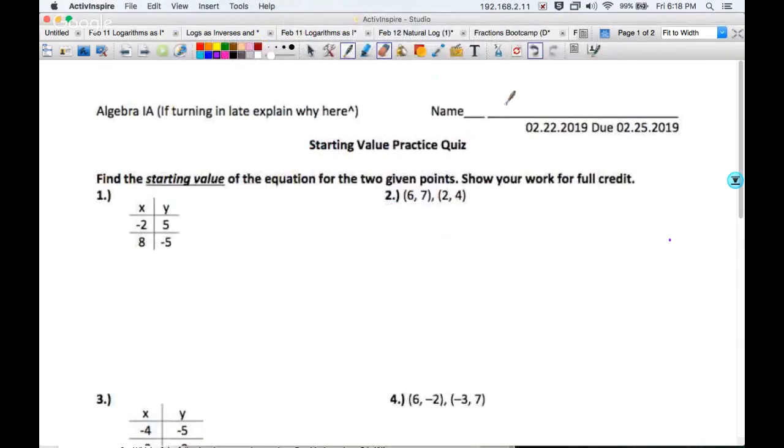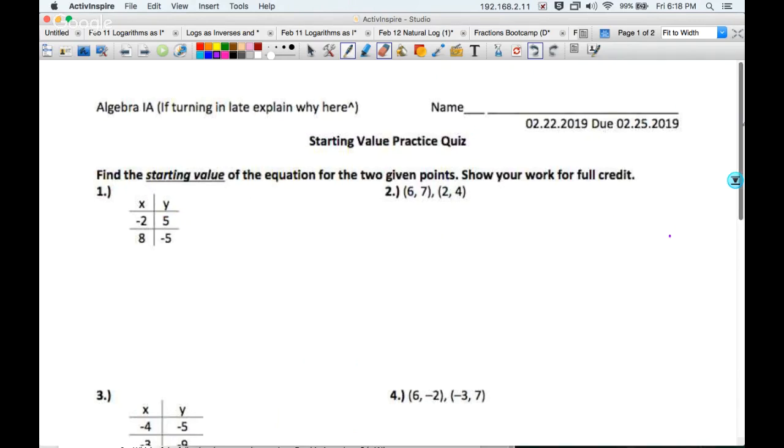Hello and welcome. This is going to be our homework help video for the starting value practice quiz. For all of these questions, we are focusing on the starting value of a linear relationship. Let's take a look at that in the form of a table in problem number 1.